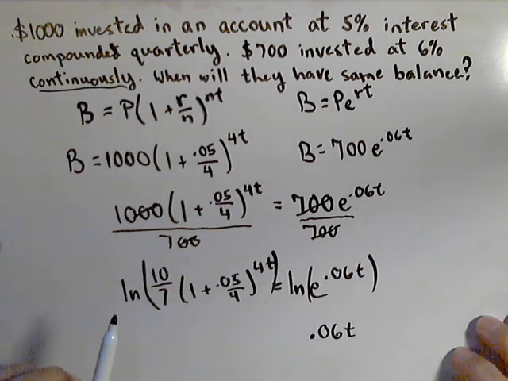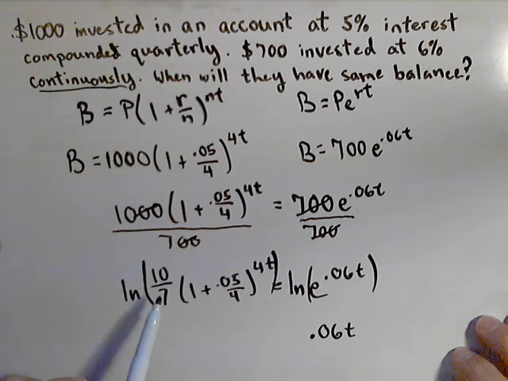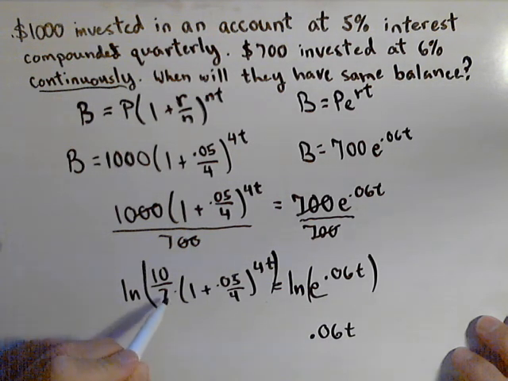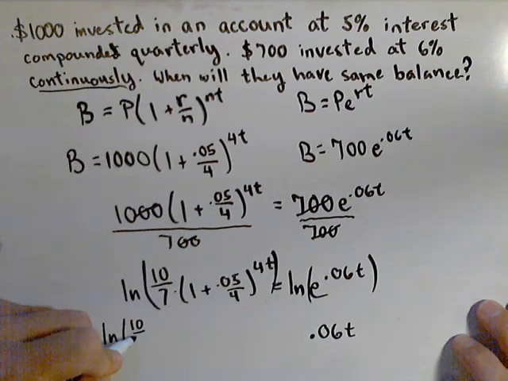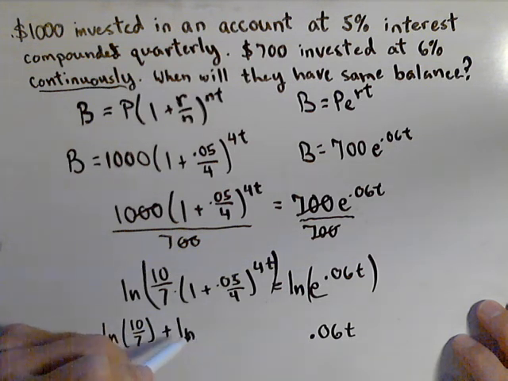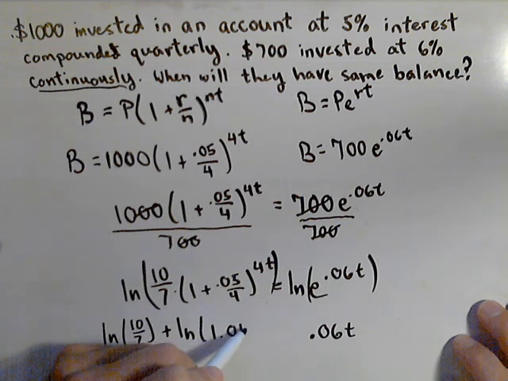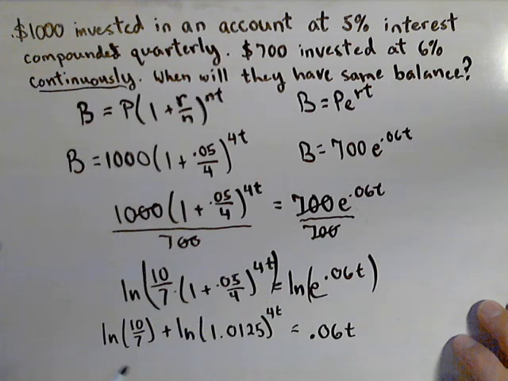Now on the left-hand side, it's not quite so straightforward. We cannot pull the 4t out front right now because 10/7 is not raised to the 4t. We're going to have to use a property of logs, in fact the property of logs for multiplication, which says it turns into addition. So we have natural log of 10/7 plus natural log of 1.0125 to the 4t, and that's equal to 0.06t.